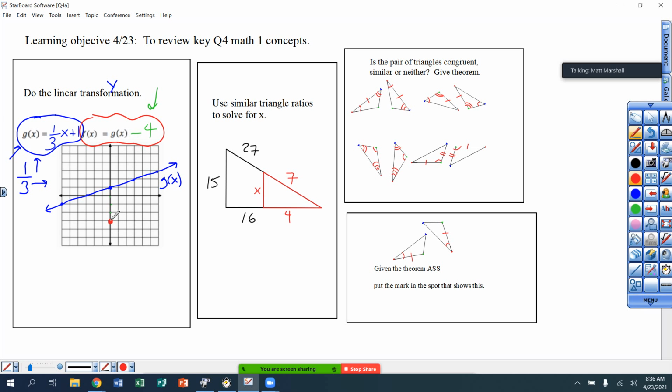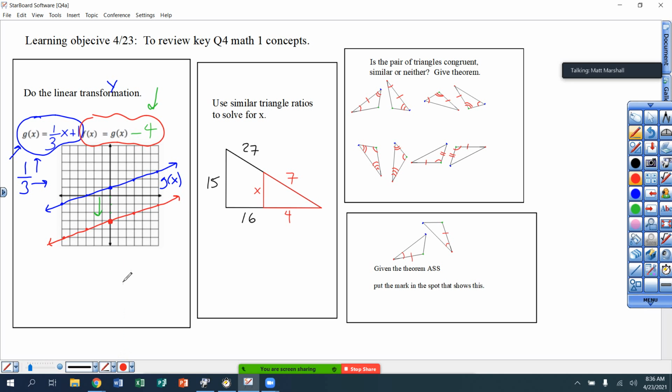And then it's going to be that same slope. Over 3, up 1. Left 3, down 1. So right there, without really even doing math, that's showing what you need to know. The first one, the second one moved down 4. Got shifted down 4.